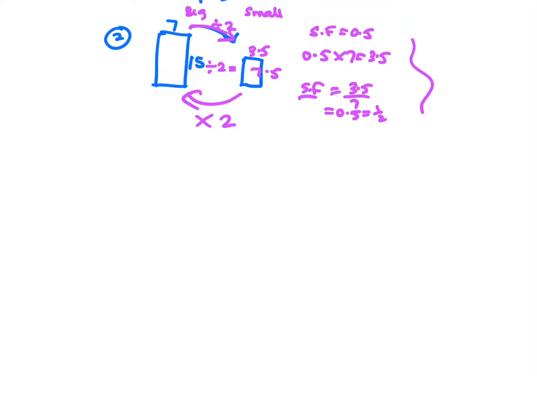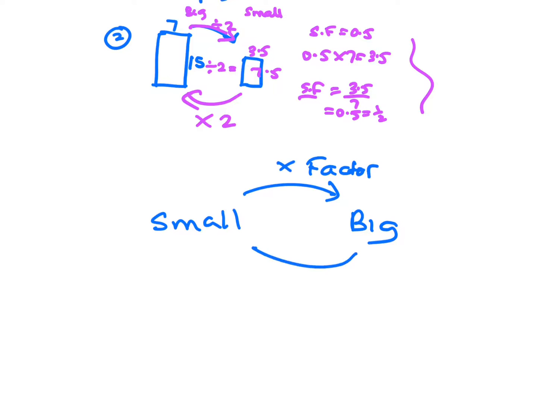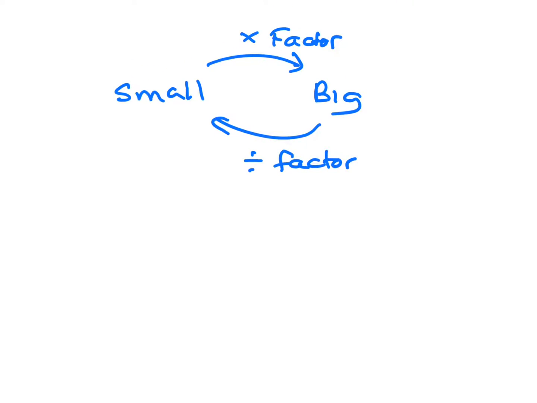So I want you just to think about this. If you're going from small to big, you're looking at the factor that you times by, or the number that you times by. And if you're going from big to small, you're looking at the number that you divide by. So this is useful if you want to find like an unknown side.